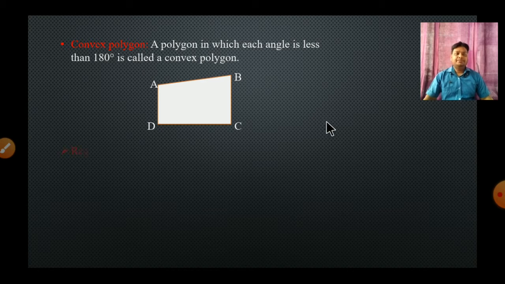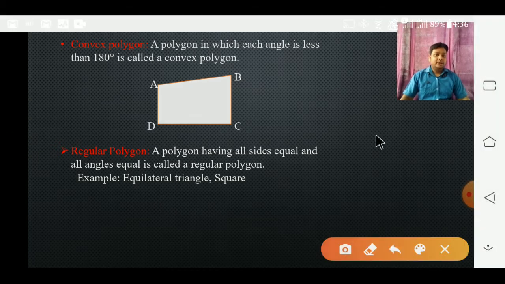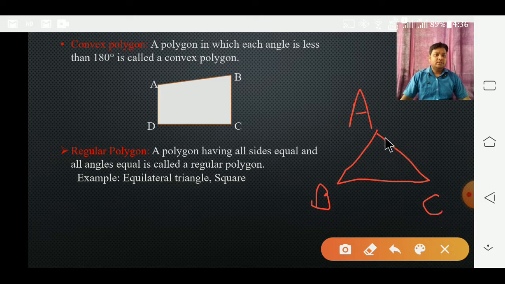Okay, students. Now, what is a regular polygon? A polygon having all sides equal and all angles also equal is called a regular polygon. For example, equilateral triangle and square. If ABC is an equilateral triangle, then we know that all the sides of an equilateral triangle are equal, and all the angles are also equal. Same as if you draw a square, all the sides of a square are equal and all the angles are equal to 90 degrees. Okay, students, so it is called a regular polygon.